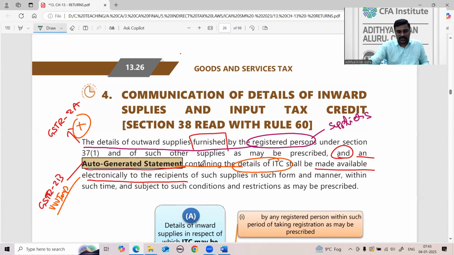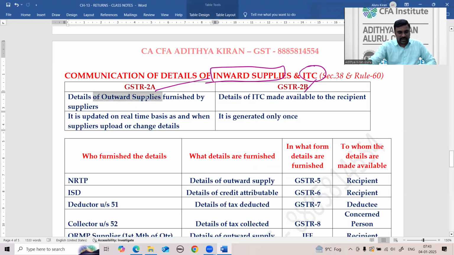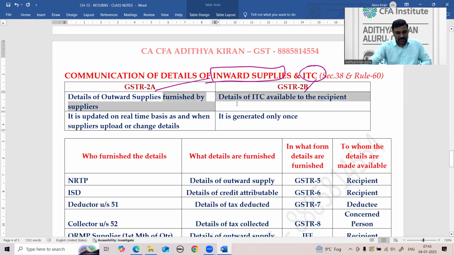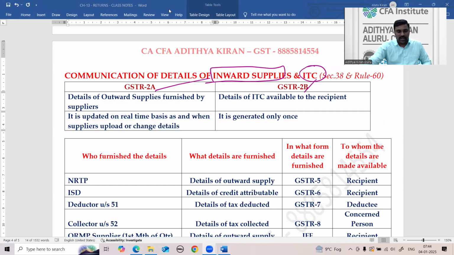So details of outward supplies are furnished by the suppliers and the same are available to the recipients electronically. Auto-generated statement, that is details of ITC. Therefore, GSTR 2A contains details of outward supplies furnished by the suppliers. GSTR 2B contains details of ITC made available to the recipient. GSTR 2A is uploaded on a real-time basis, as and when suppliers upload or change details, it is available to the recipients.